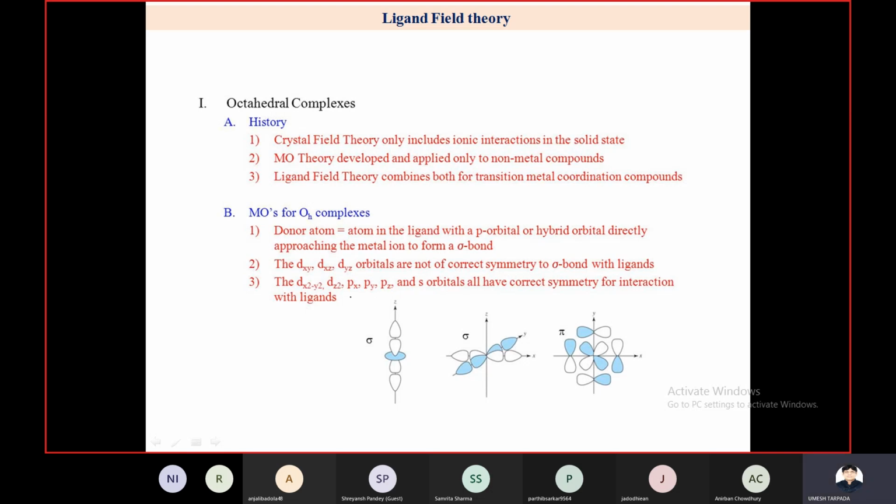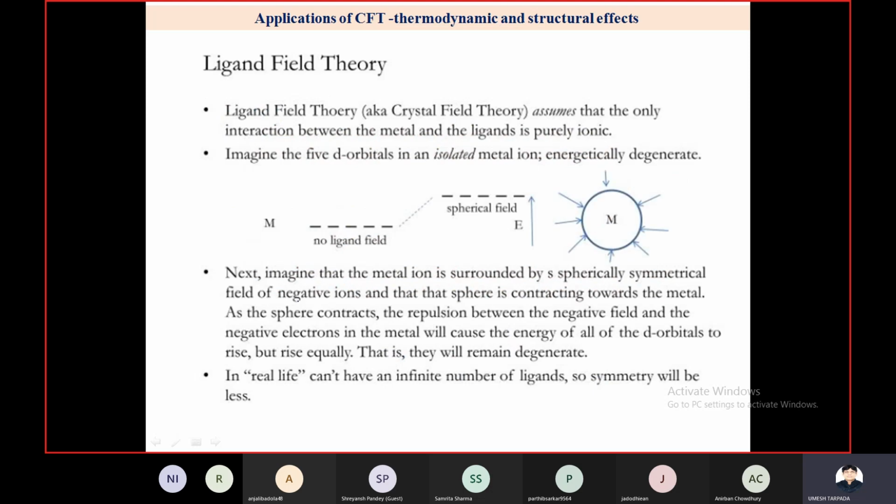In order to get a sigma bond, this is the orbital which has the correct symmetry, so they are the only ones involved in the sigma bond. In MO theory, of course, it will be discussed in detail how a sigma bond is formed and how a pi bond is formed. But ligand field theory ultimately behaves in the same way as crystal field splitting. Ligand field theory assumes only the interaction between metal and ligand, and it is purely ionic, but that is a drawback of crystal field theory, or you can say ligand field theory. There is not only pure ionic interaction, so that is overcome in molecular orbital theory, which we will take later.